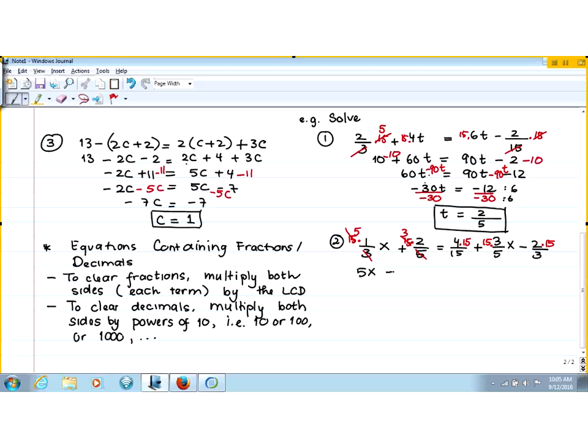So we have 5x plus, we have 3 times 2, which is 6. And then the 15 and the 15 cancel. So we are left with 4. Okay. The 15 and 5 cancel. We have 3. So we have 3 times 3x plus 9x. And then 15 divided by 3 is 5. So we have 2 times 5, which is minus 10. All right. Good.